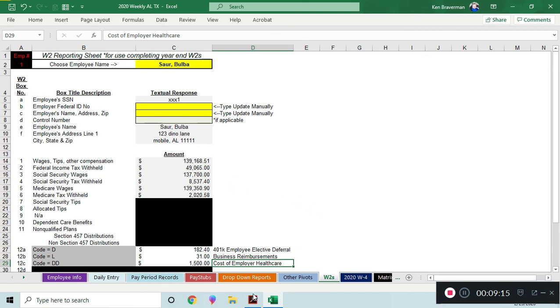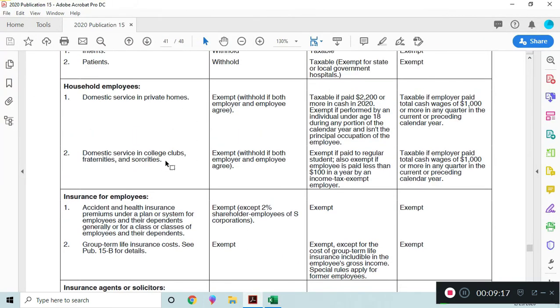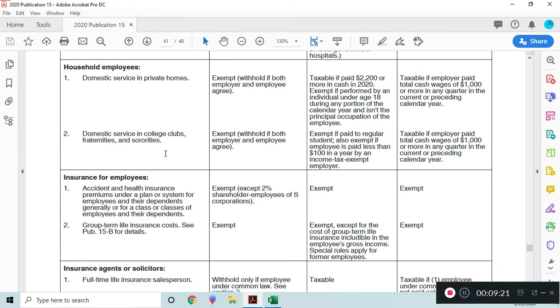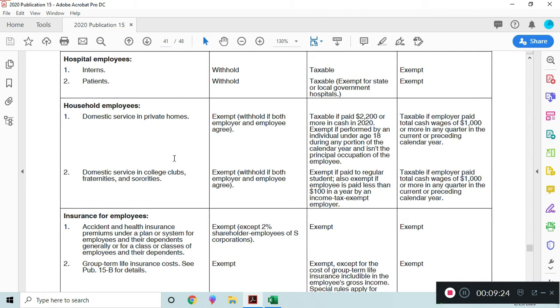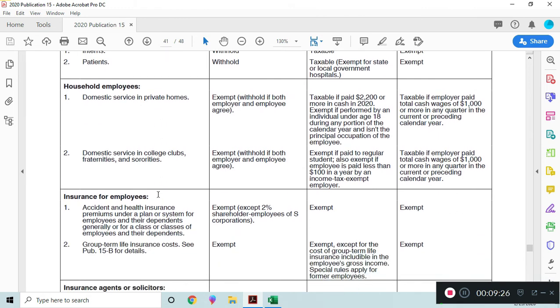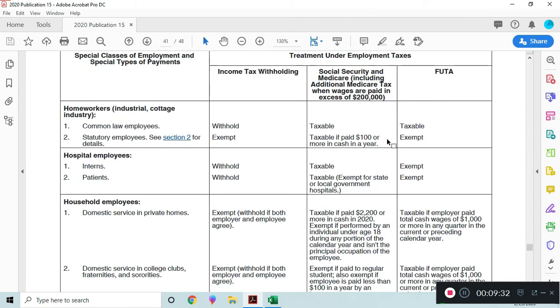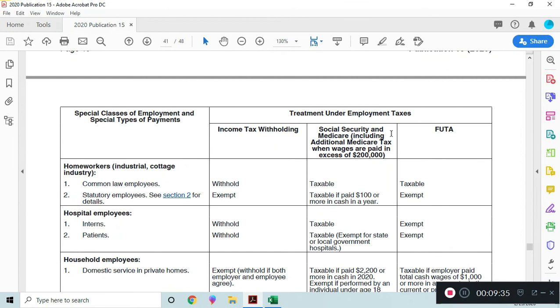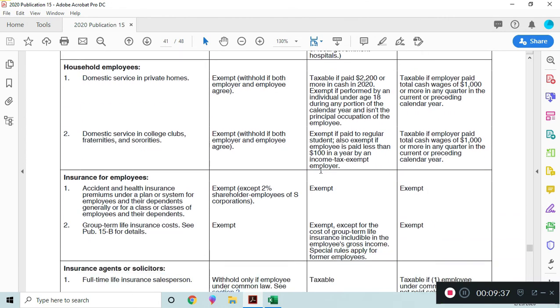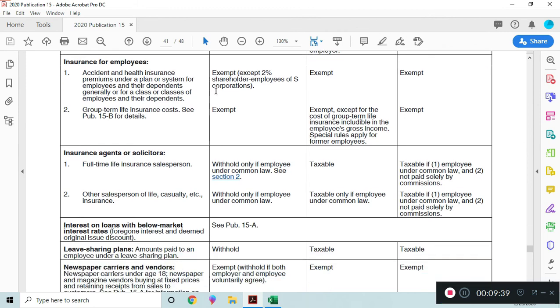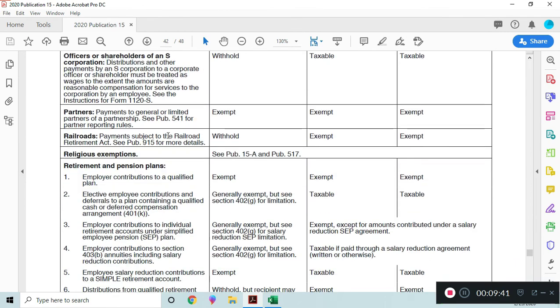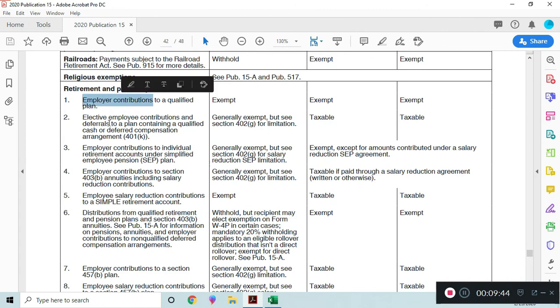But if you ever want to look at a guide and figure out what's taxable for Social Security or taxable for federal purposes or exempt, Publication 15 is the place to go for that. It's going to show you all the different types of payments. Here's the insurance for employees. You can see health insurance, accident and health is exempt pretty much all the way across for income tax, for Social Security, and for federal unemployment. So that's where the accident and health is. You also have those payments for 401ks and stuff. That's here.